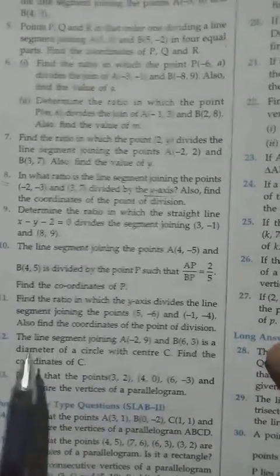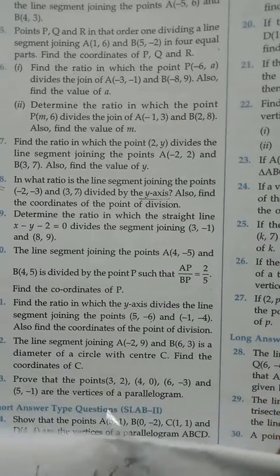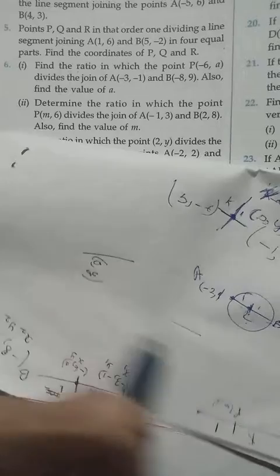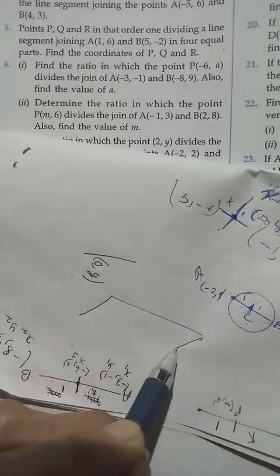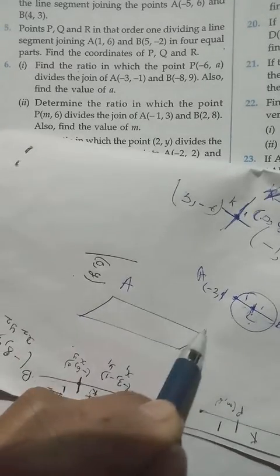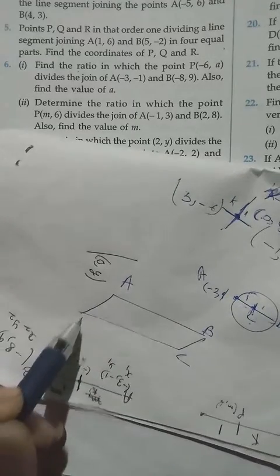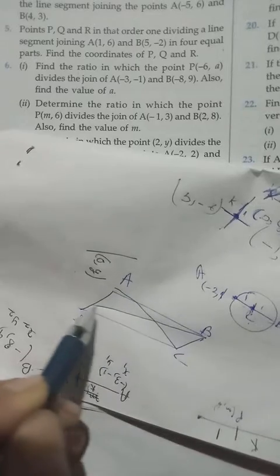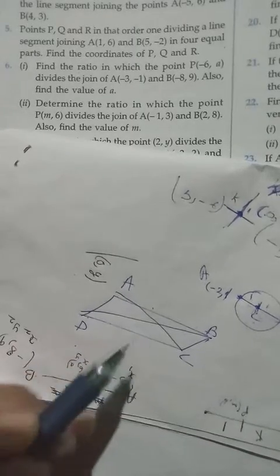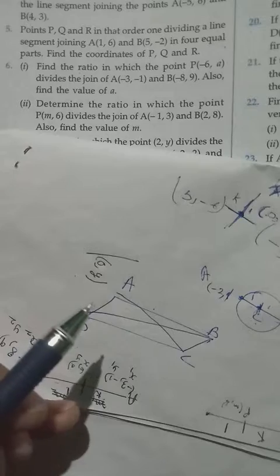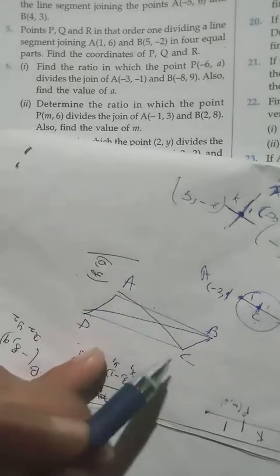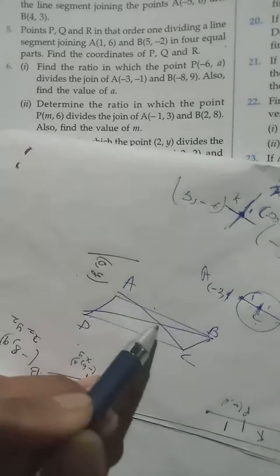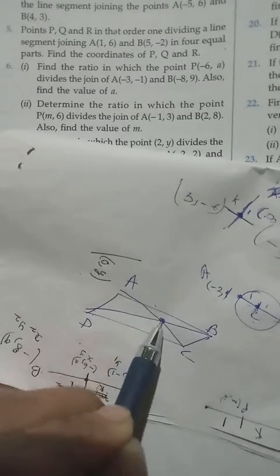Then next, number 13. We have to prove that these 4 points are the vertices of a parallelogram. So if we have a parallelogram figure, maybe with the name ABCD, we know that a parallelogram has 2 diagonals, and both these diagonals bisect each other. So when we say bisect, that means this part is equal to this part. That means this point here will be the midpoint.